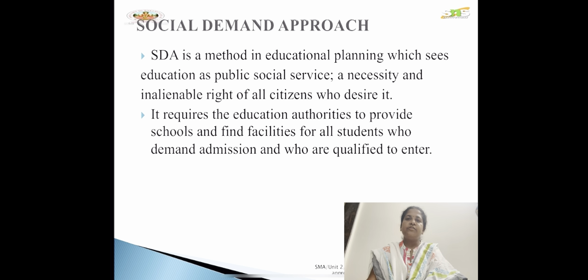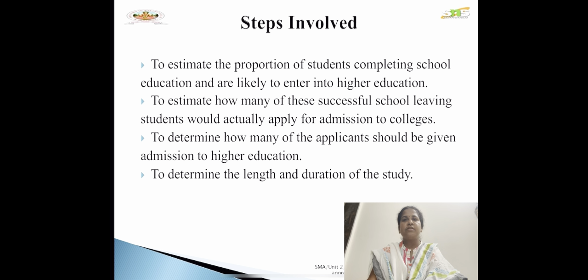This method includes the following steps: to estimate the proportion of students completing school education who are willing or likely to enter higher education; then to estimate how many of these successful school leaving students would actually apply for admission to colleges; then to determine how many of the applicants should be given admission to higher education. Later on, the length and duration of the study is also determined.